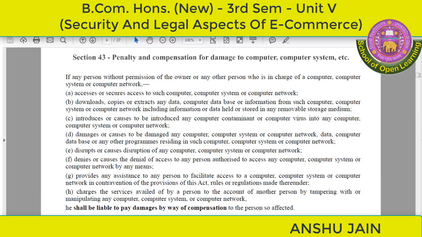Now, if any person who is unauthorized is having unauthorized access and is using some program or computer network and creates some kind of restriction to any of these things, then he'll be liable to pay damages. If any person, without permission of the owner, that means any unauthorized access, or a person who is in charge of a computer system or computer network, secures access to such computer system or computer network.